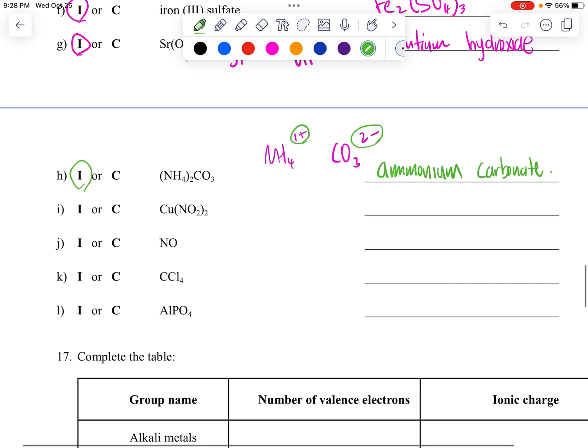All right, next one, we have a chemical formula, which means we're going to have to write out its name. Copper is a transition metal and it has multiple charges, right? So we don't know which one this is. That's why we're going to have to work it out. On the right side, we have NO2, and there's two of it. NO2 is called nitrite. It's not nitrate, guys. Nitrate is NO3, but this is NO2. So that's called nitrite, NO2 1 minus.